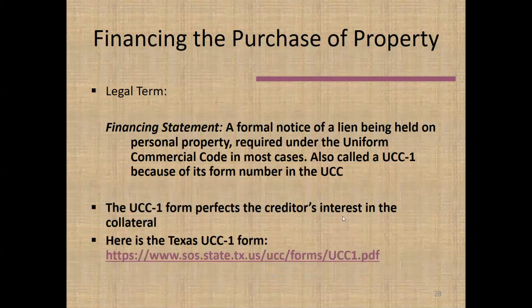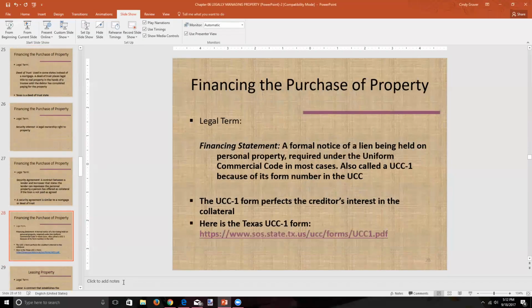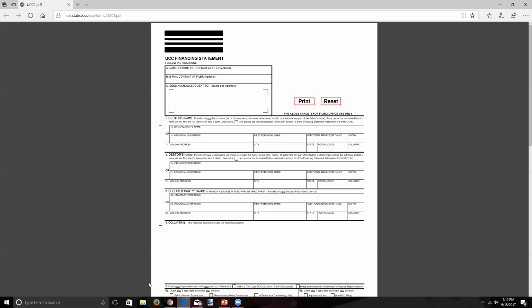It perfects that creditor's interest, as we talked about perfecting the lien, perfect the interest in the collateral. If the creditor doesn't file a UCC-1 for personal property, he or she might be out of luck if the debtor defaults on the loan. So let's look at what that form looks like. I've just gone to the Texas Secretary of State website, and this is what the UCC financing form looks like. It looks the same in all 50 states. They all have this type of document, and they're routinely filed by various creditors, banks, things like that.